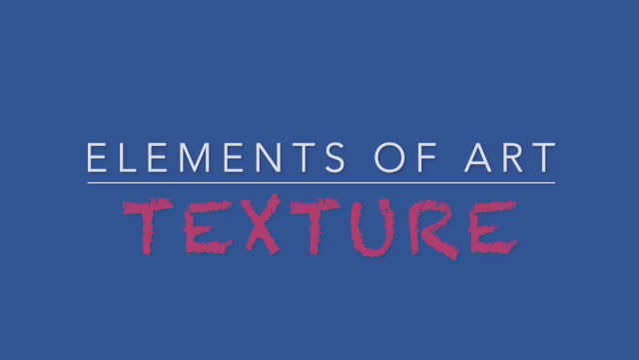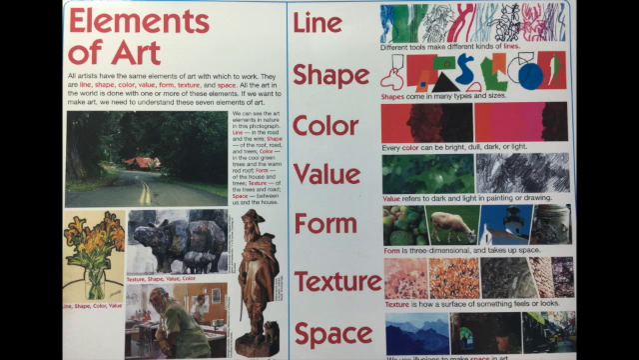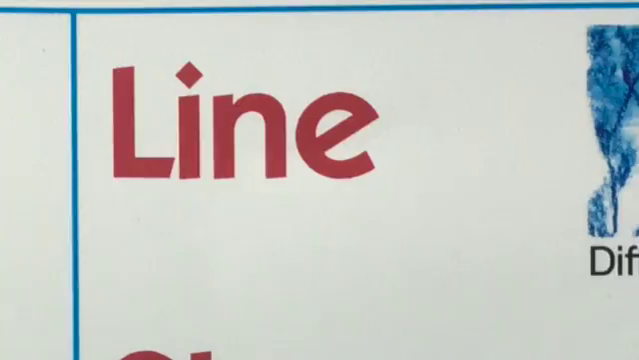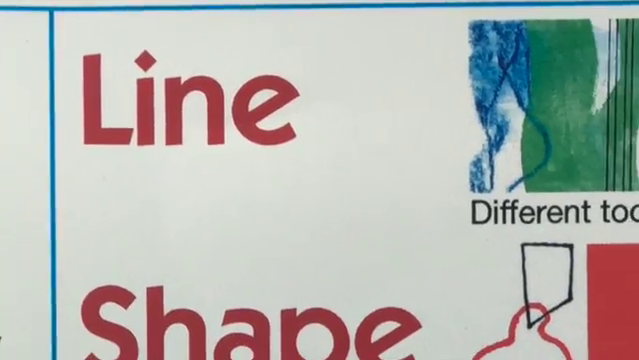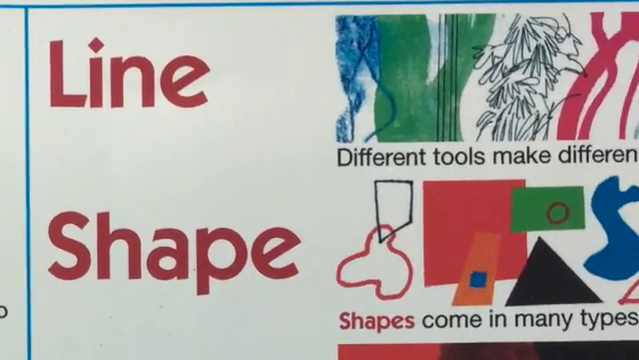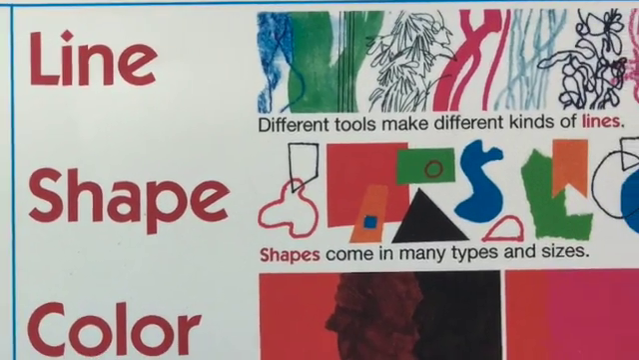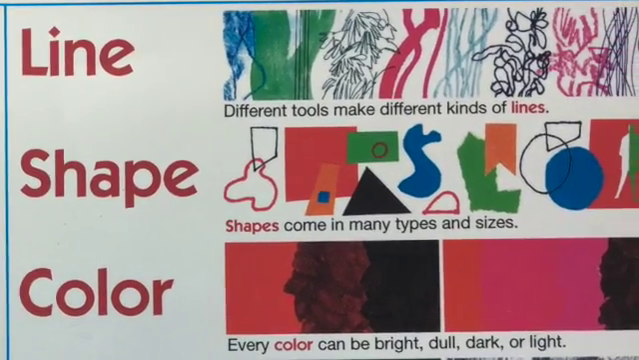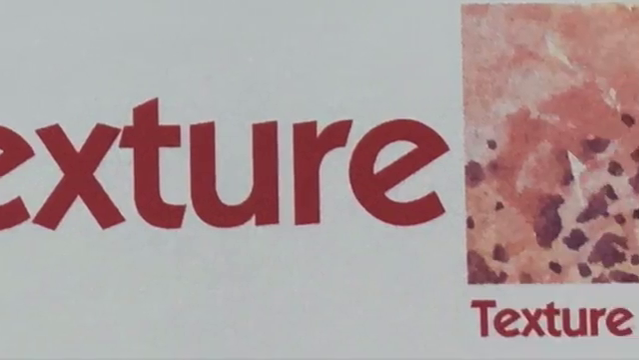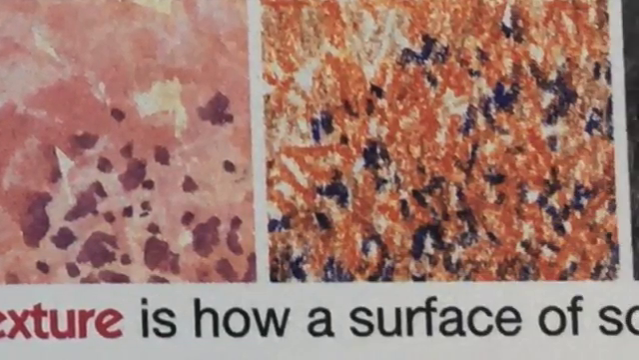So if you haven't guessed, yes, we are still covering the elements of art, and today's subject is texture. To review, the elements of art is the language of art. It's how we describe and create art. So far, we have covered lines, shapes, and color, and how artists use them. Texture is how a surface of something feels or looks.